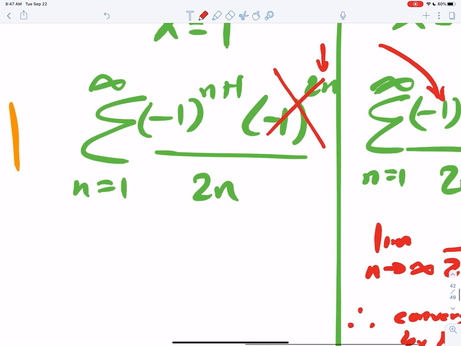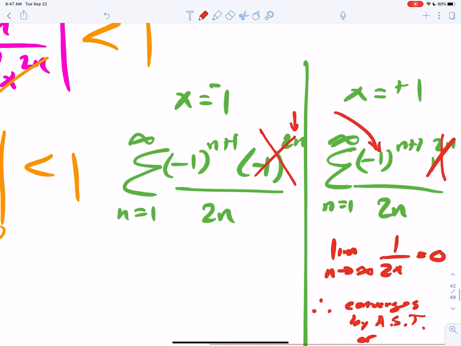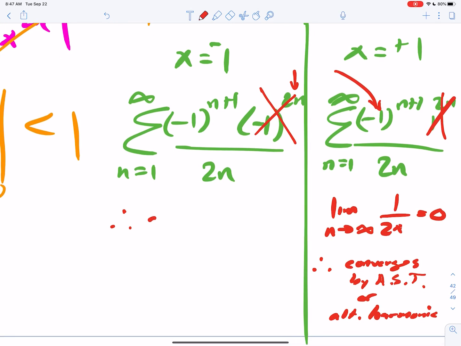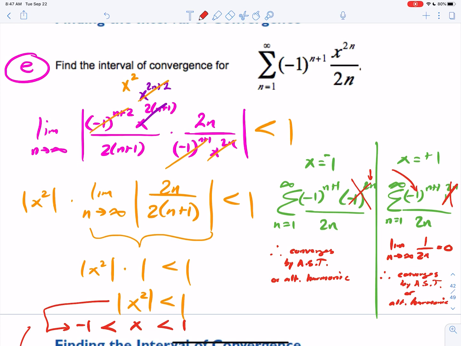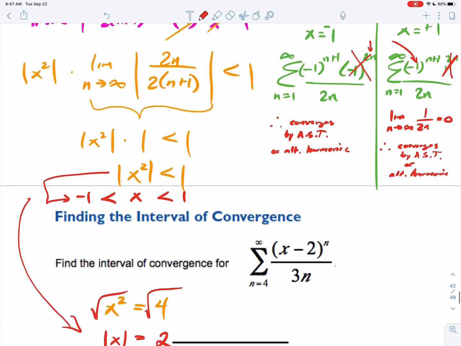So over here, you still end up with some type of alternating piece. So it's very similar to what we have over here. So we could just say that it converges similarly by alternating series test or alternating harmonic. You only need to provide one reason, okay? So here we actually included both -1 and 1. So we're going to include it. So that'll be bracket -1 to 1 bracket.